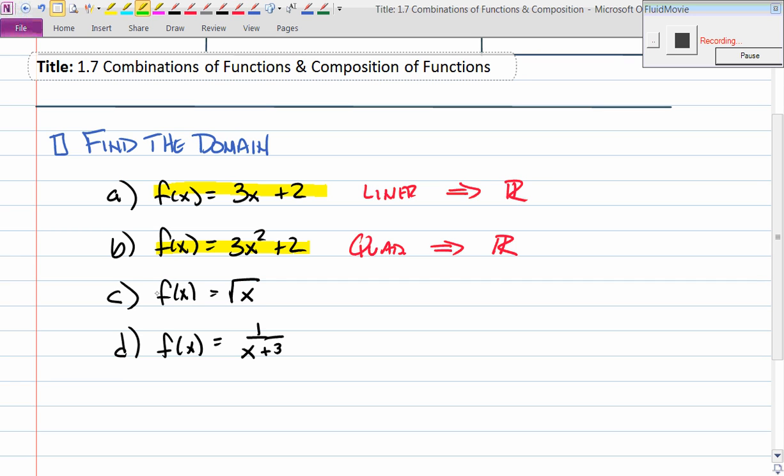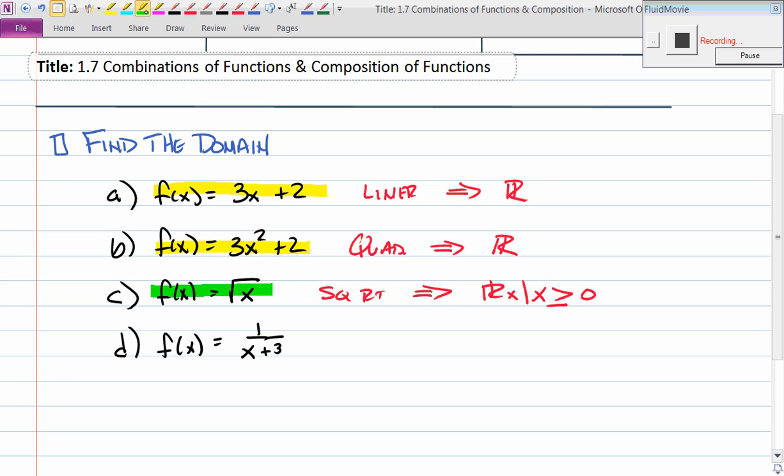However, this is a little bit different. This is our square root function. And this one we have to restrict the domain such that every x is greater than or equal to 0, simply because when we're looking for the domains, we're looking for the domains in the real number system, and we can't take the square root of a negative number in the real number system. So we have to start thinking about restrictions of domains.